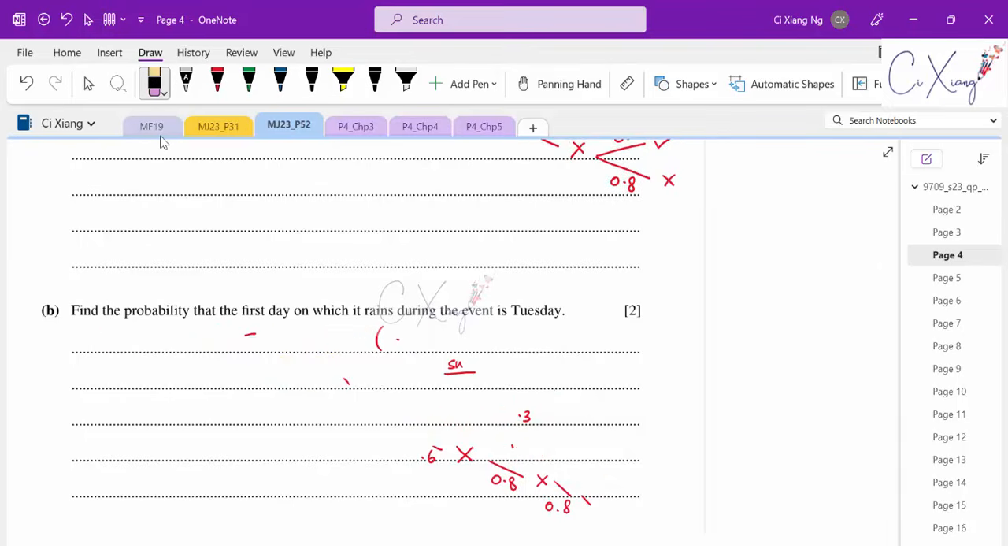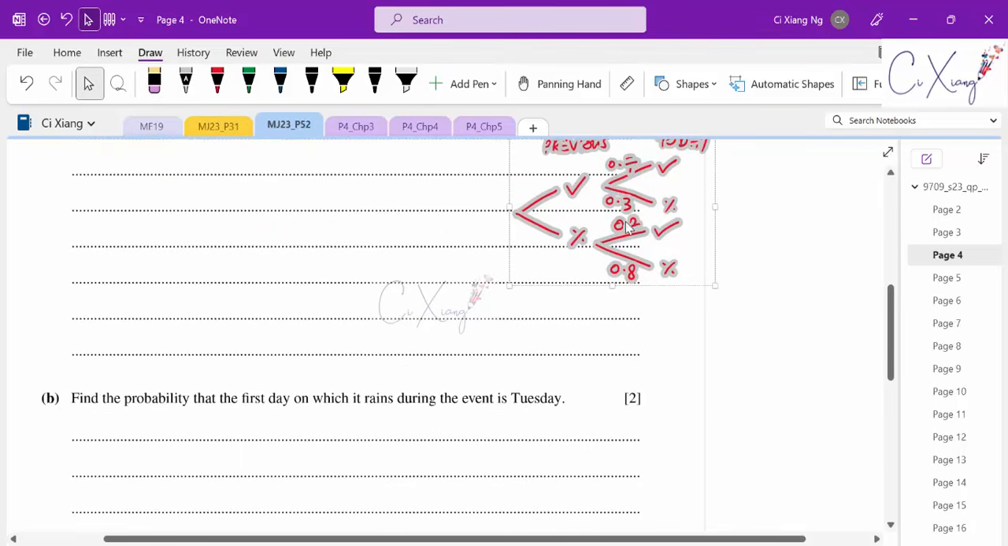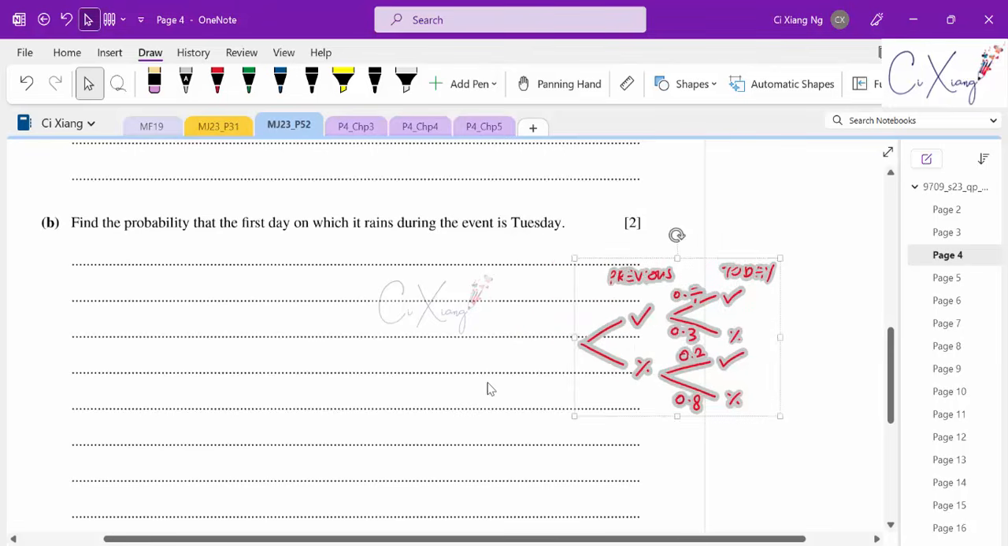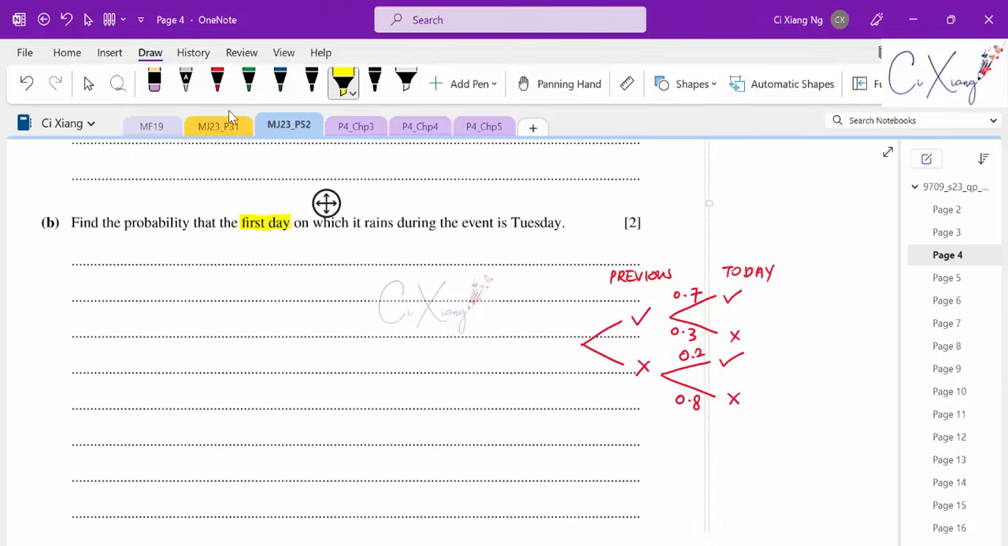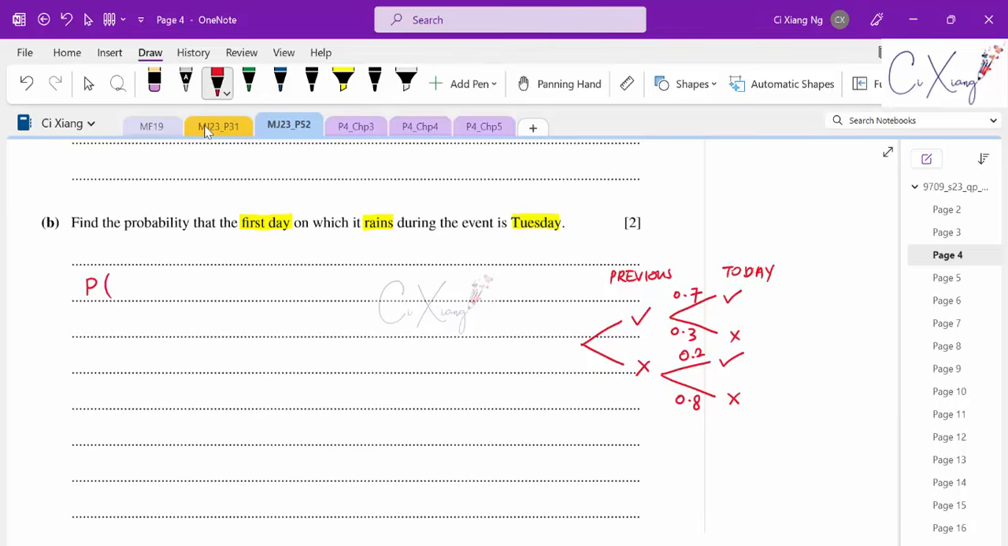Okay, so for part B, I will still refer to the same tree diagram here. Let's say now, find the probability that the first day that it rains is Tuesday. That means the event starts on Sunday, right? So Sunday not raining, then Monday also not raining, then Tuesday only it rains. So the fourth day, whether it rains or not, is not important anymore because you only want to focus until the Tuesday only.